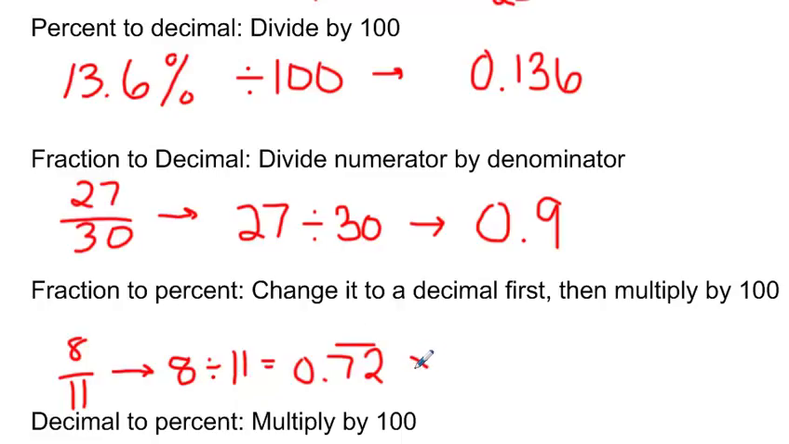We would multiply that by 100. And we would get 72 and 72 hundredths repeating percent.